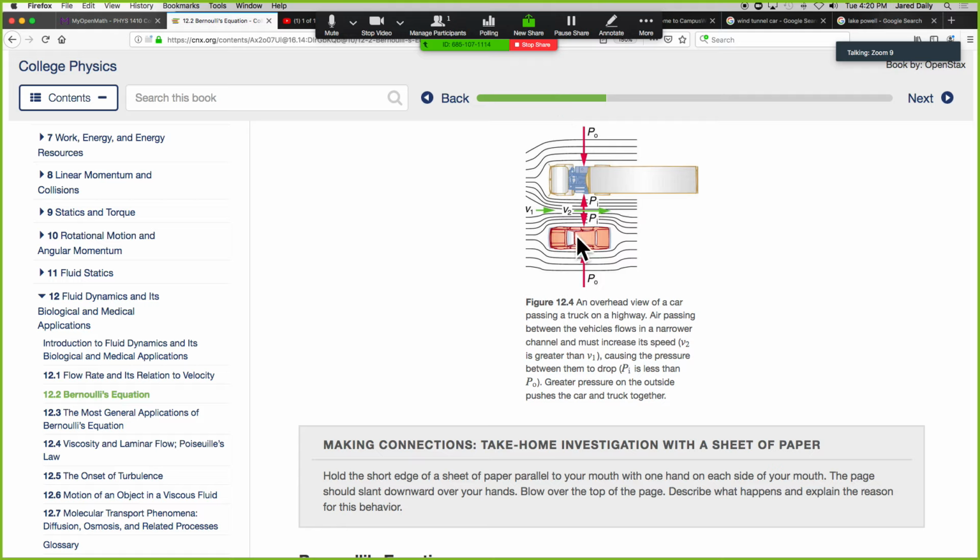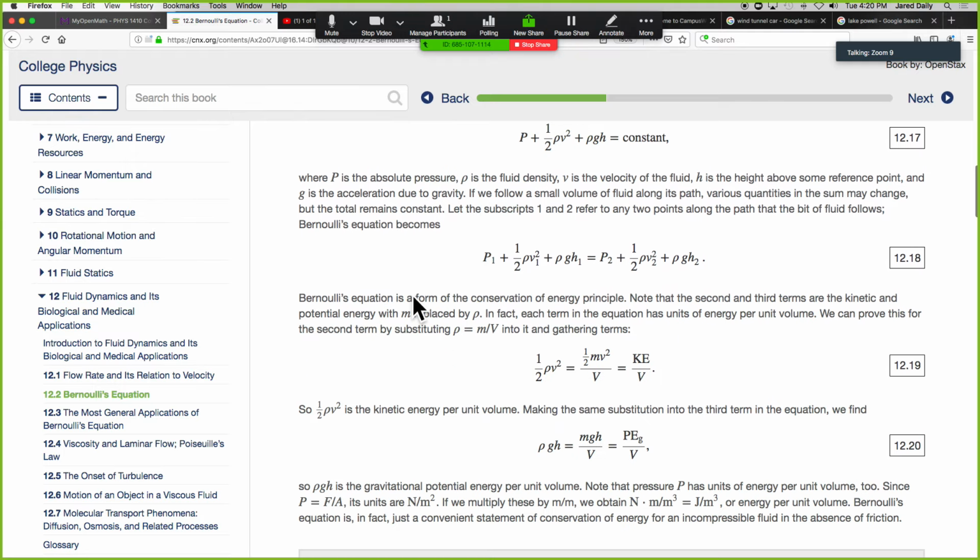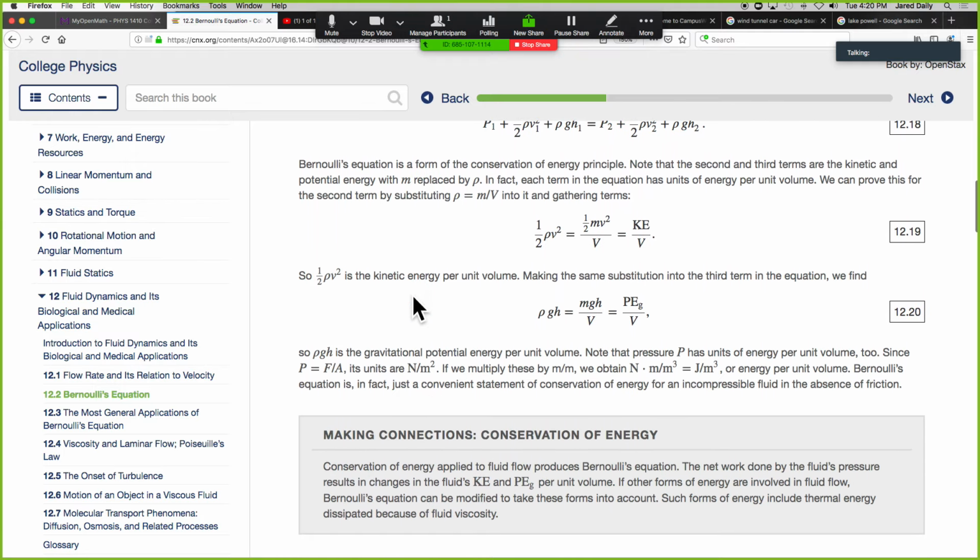But anyway, the point is that Bernoulli's law, right? This thing affects the pressure around objects. And how does it affect it? Well, we're going to learn about that.